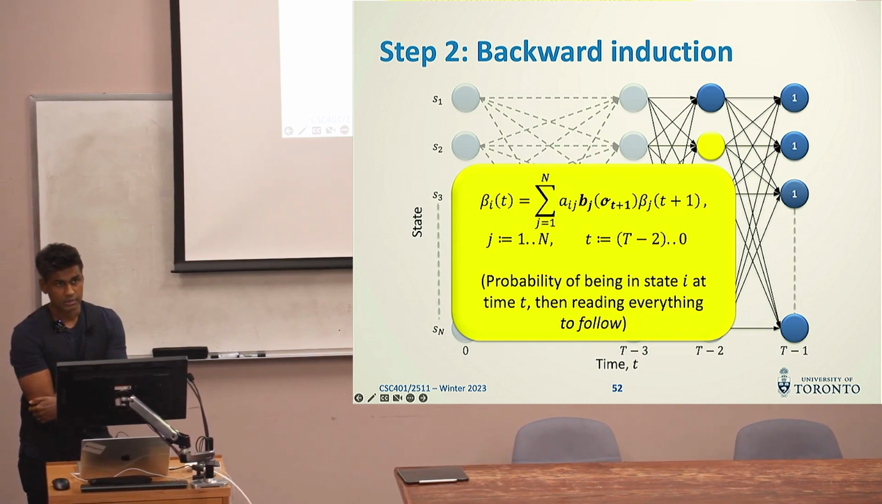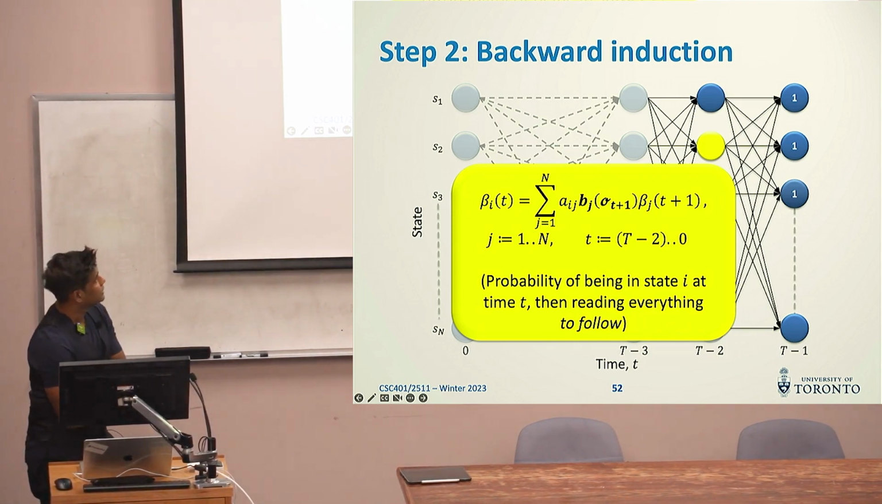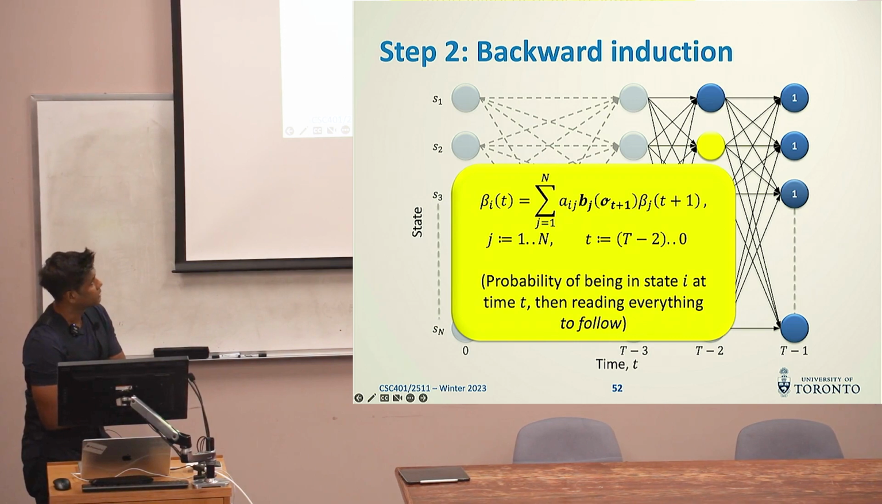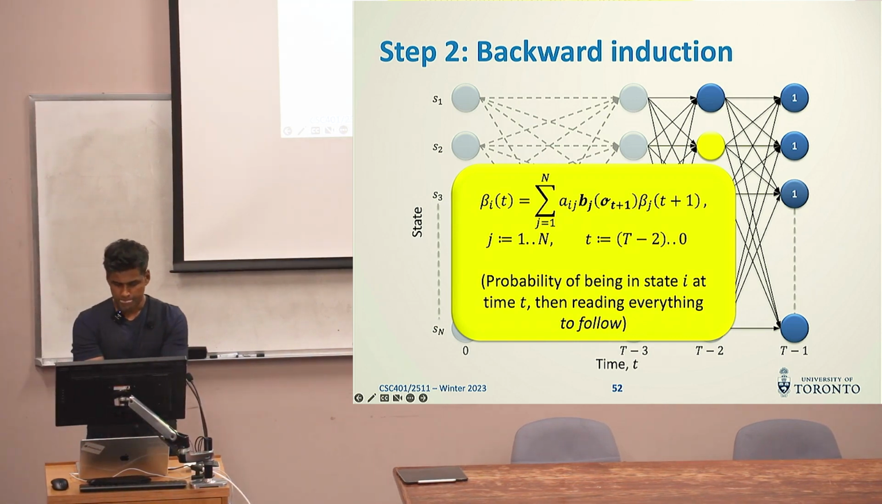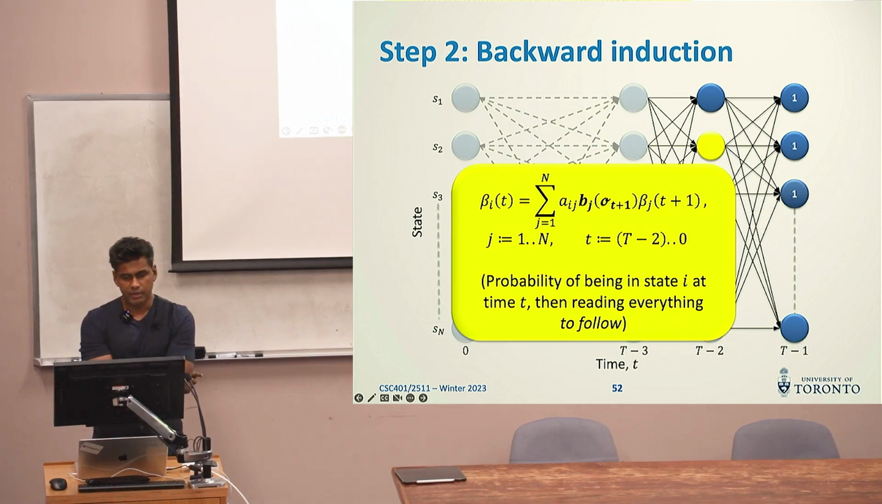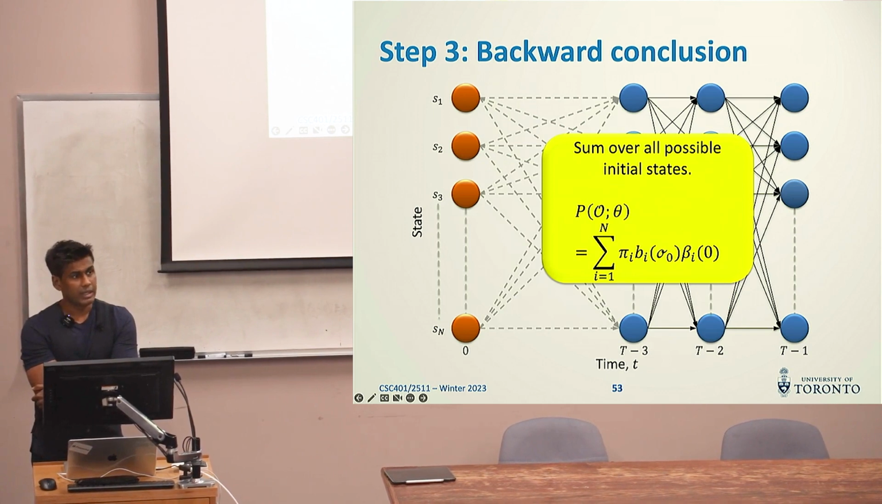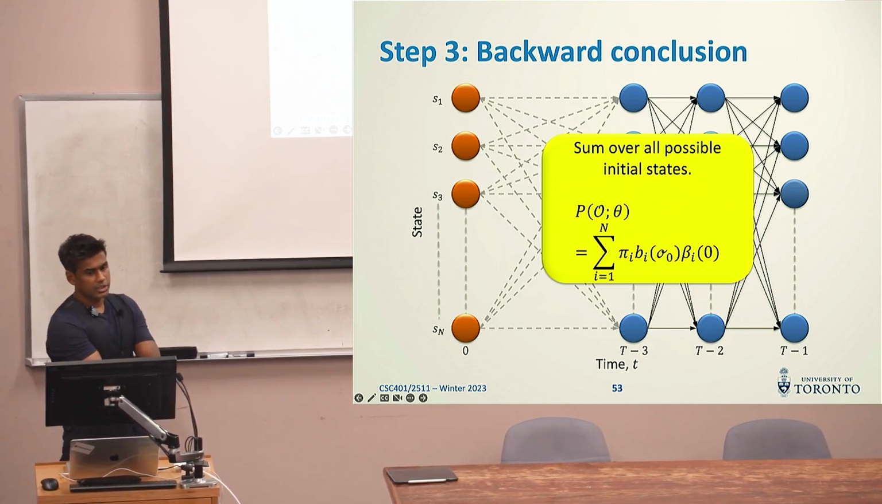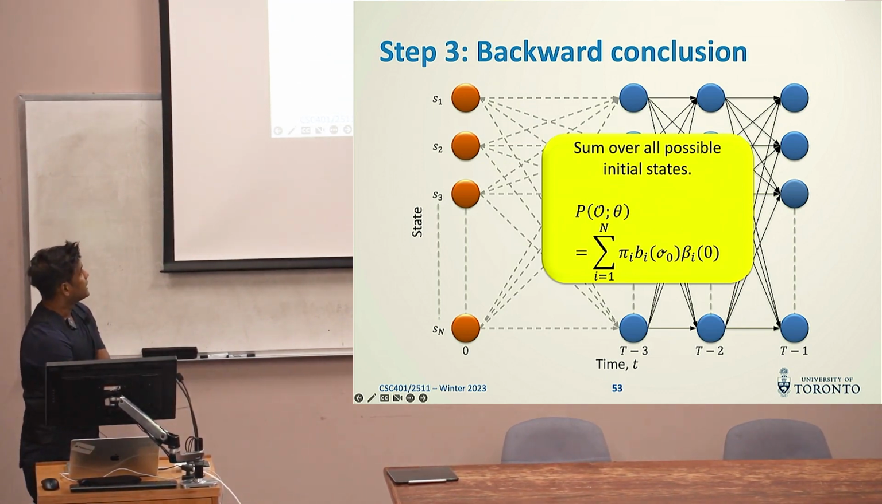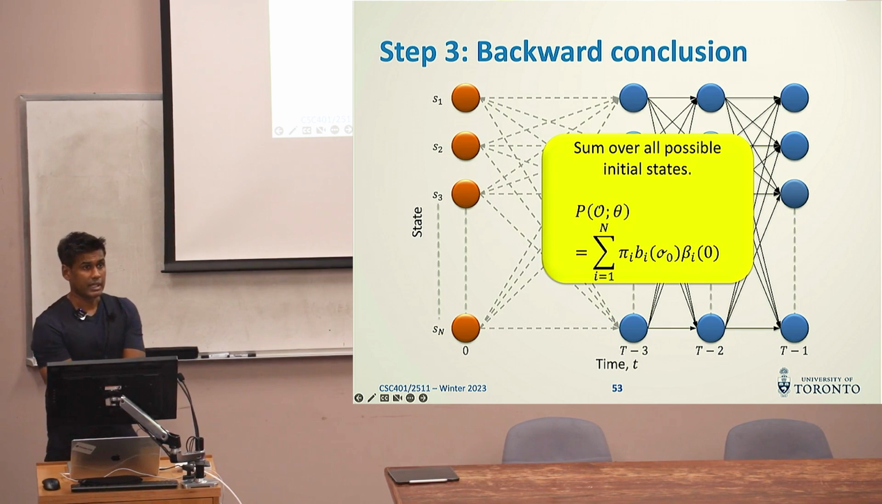Any questions? You can do this for all the nodes over here, but here we're just on this yellow node. This is very similar to the forward procedure, just in the reverse direction. And we have the conclusion step, which is when we're at time equals 0, the first time step: we sum over all possible initial states, which gives us our observation likelihood.